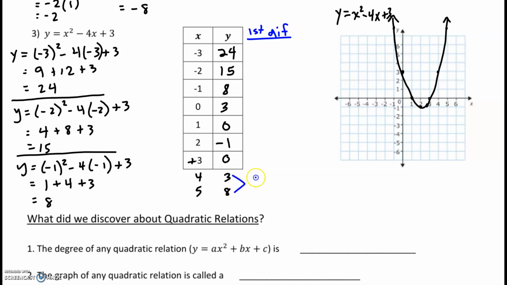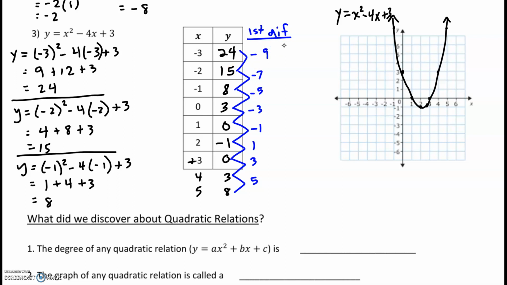So 8 minus 3 is going to be 5. 3 minus 0 is 3. 0 minus a negative 1 is 1. Negative 1 minus 0 is negative 1. 0 minus 3 is negative 3. 3 minus 8 is a negative 5. 8 minus 15 is a negative 7. And 15 minus 24 is a negative 9.